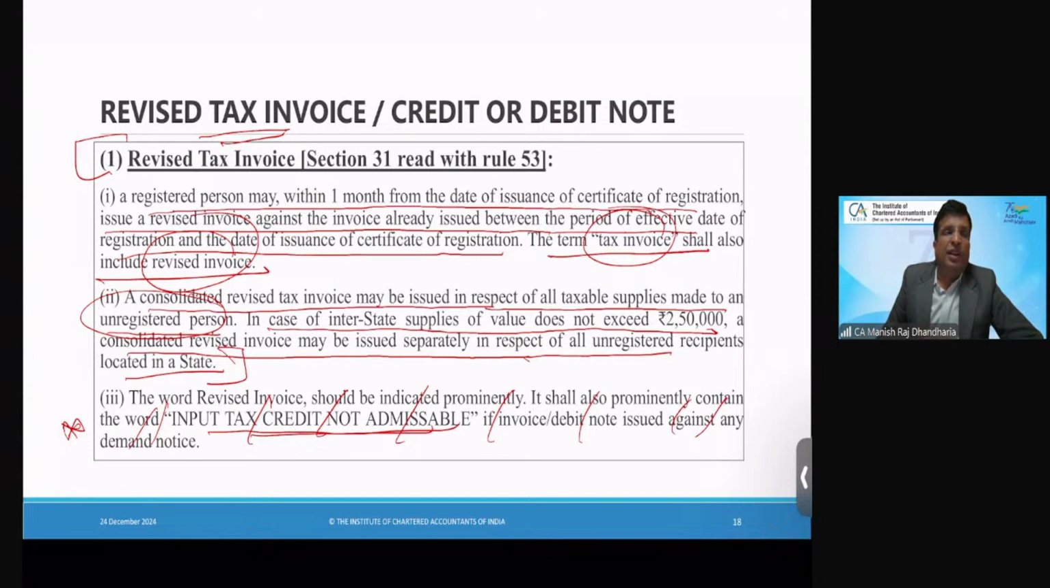सिंपल है. आपने मिस्टर ए को सेल किया, इनवॉइस नहीं दिया, बाद में डिपार्टमेंट पकड़ लिया, तब आपने दिया, तो सामने वाले बंदे को इनपुट टैक्स क्रेडिट इस केस में नहीं मिलेगी. He will not be able to get the input tax credit. Is it okay?